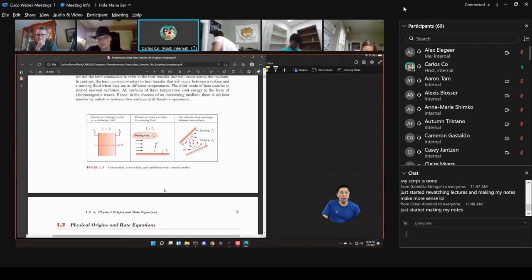But from elementary school, you know there are three main modes of heat transfer. The first one is conduction, where you have either a solid or a fluid. Even water and air have conduction, in which heat passes through. The other form is convection, in which you have a surface and a fluid, water or air, liquid or gas, flowing over that solid, and you have heat transfer.